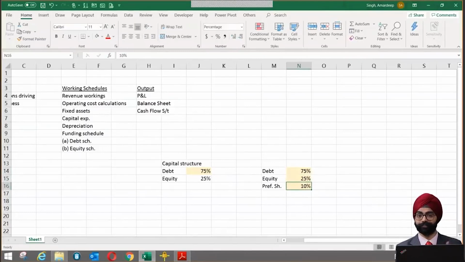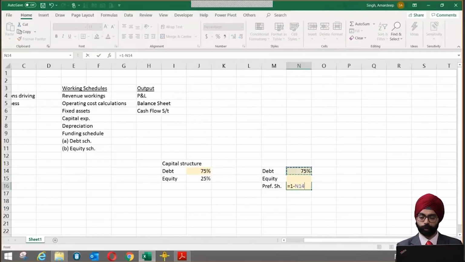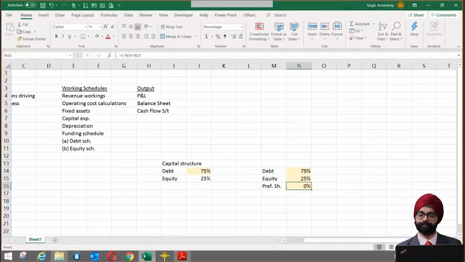Now you know that 75% debt, 25% equity would leave nothing for the preference share. So I can probably put preference share as 1 minus the debt component and equity component. So once I subtract these two items, then I'm left with 0% here. Now this equation is fine. And if I reduce that 75% to say about 60%, then automatically the preference shares component will become 15%.